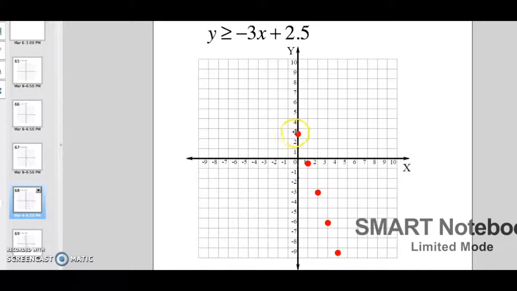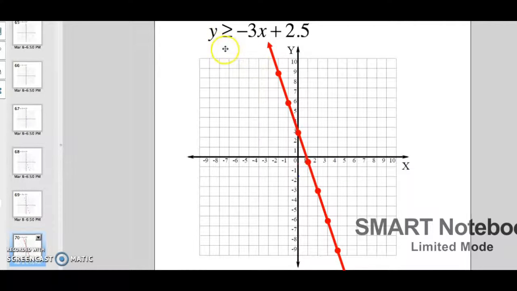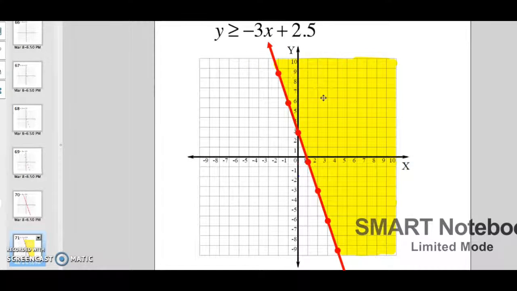1. Then I reverse it, go up 3 to the left 1 to complete the other side of the graph. Since it is an equal to statement, I will have a solid line. The greater than means I will shade the top of the line. I will shade above the line over here.